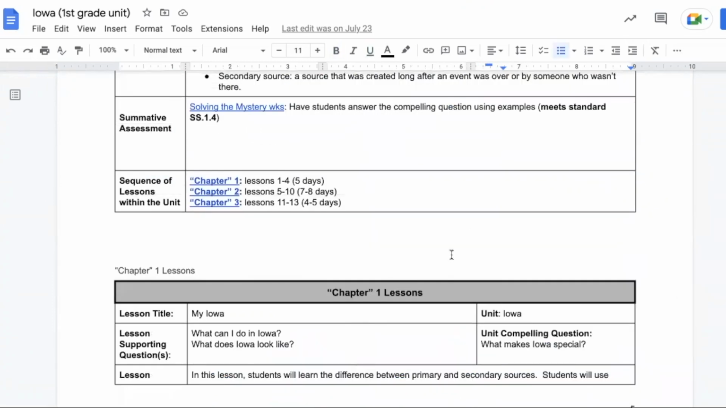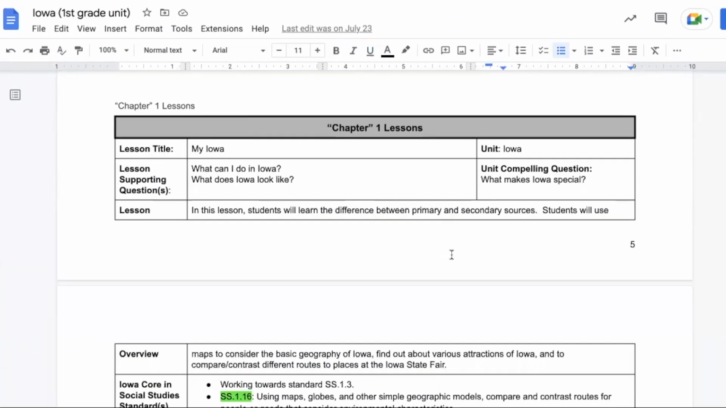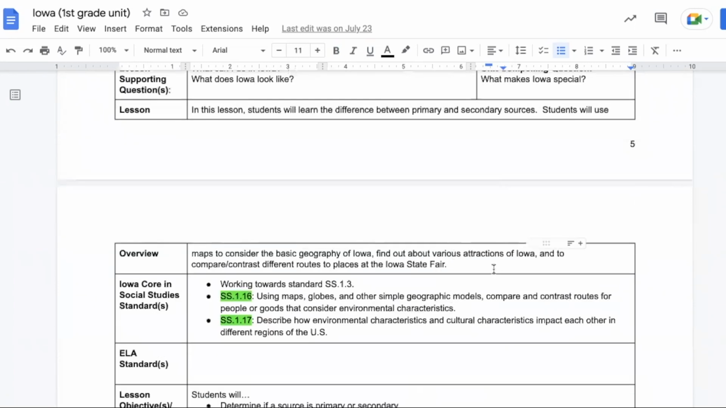Again, the unit is split into 3 chapters, 1 per supporting question. Chapter 1 is called My Iowa, and we focus on supporting question 1. Students are going to learn the difference between primary and secondary sources, use maps to consider the basic geography of Iowa, find out about various attractions in Iowa, and compare and contrast different routes to places at the Iowa State Fair. Please keep in mind, not every student has been to the Iowa State Fair, so focus more on using the map rather than on this big concept of attending the fair.